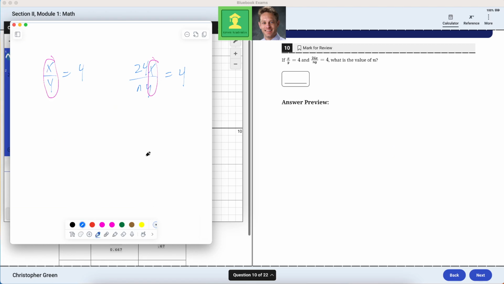So the equation on the right-hand side could have been conceived of as 24 over n times x over y being 4. And of course, by substitution, that itself is a 4 in the pink. So 24 over n times 4 is 4. 24 over n is 1, which of course means that n itself is 24.